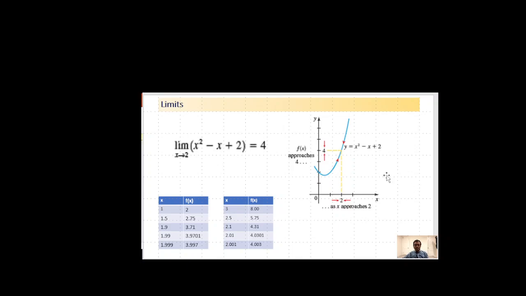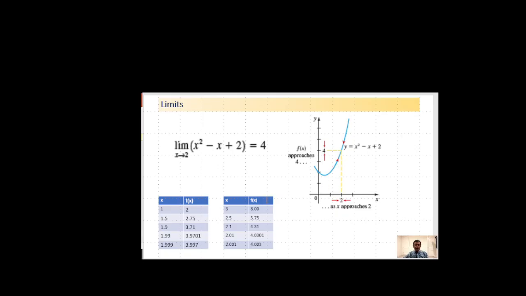In the example, let's see there is a graph of y equal to x squared minus x plus 2. Here, when we are approaching 2, when x is equal to 2, what is the value of y? The value of y is given here as 4. If we come from the right side also, suppose x is equal to 2.5 or 2.1, then also the value is going to be 4. So in this case, the limit of this function f(x) is 4 at this point.